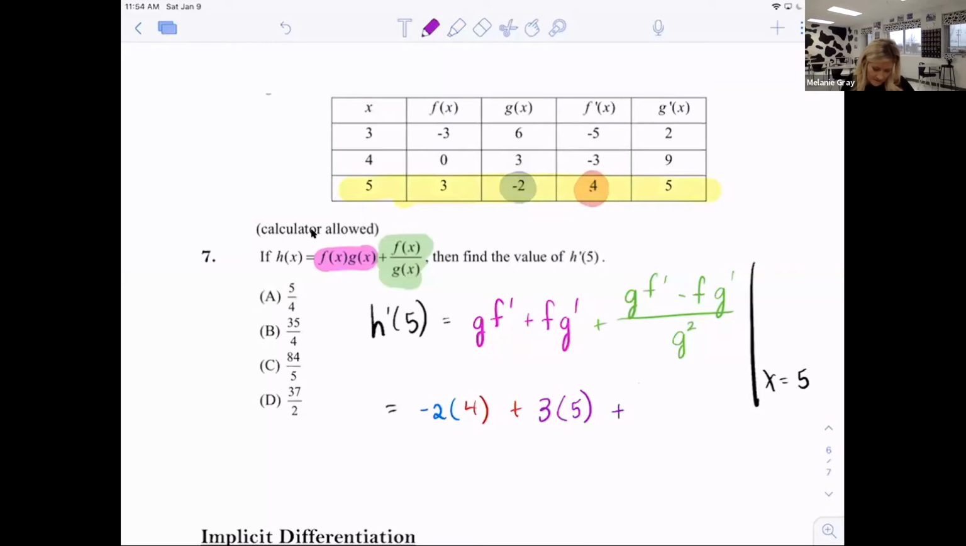So g of 5 we said was -2. f prime of 5 was 4. f of 5 was 3. And g prime of 5 was 5. All over g of 5, which is -2, and we're going to square it. Now, once you simplify that, you should get 5/4, which is letter A.